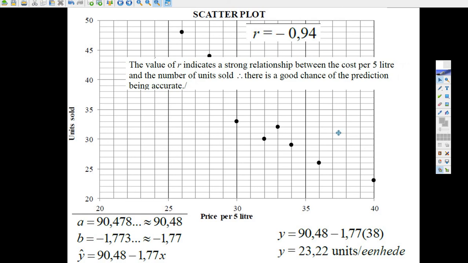So what does that mean? It means that this line of best fit is going to be pretty good. There's a good chance of the prediction being accurate. That's what it means. A strong correlation coefficient means the line's a pretty good predictor. That's what it's all about. Okay.